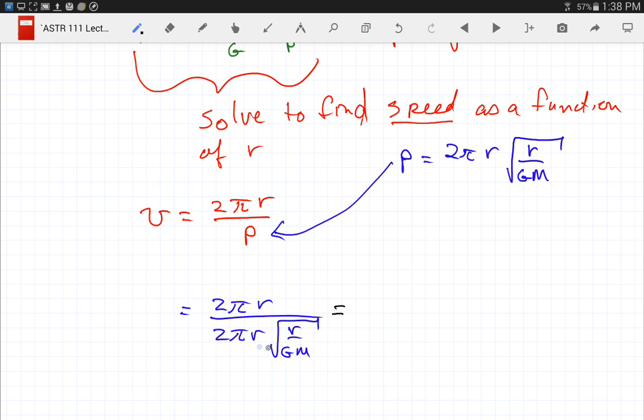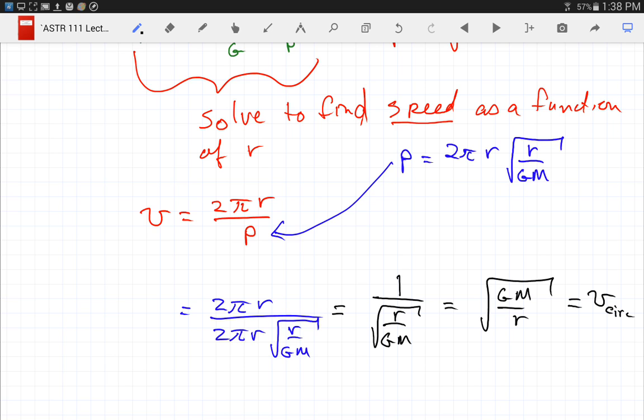So now, notice the 2 pi r over 2 pi r, those cancel. I'm left with 1 over square root of r over GM, which is more conveniently written as square root of GM over r. This should look very familiar because we already worked this out long ago. That was the equation for circular velocity. That was, I believe, Unit 18, right after we had this in Unit 17.